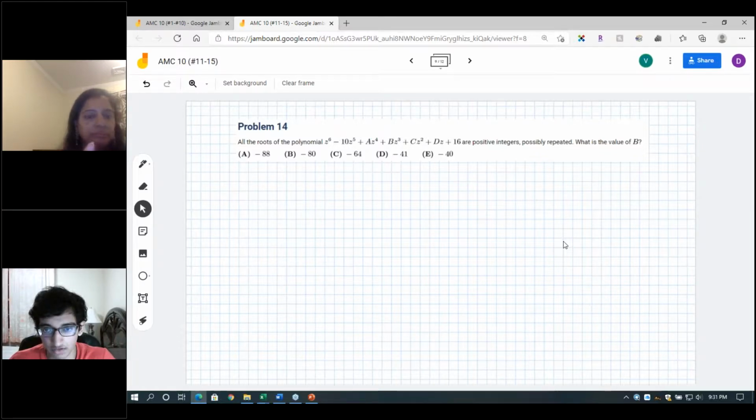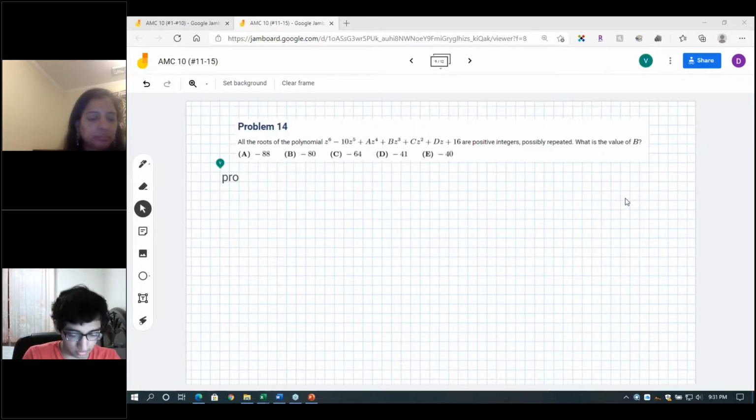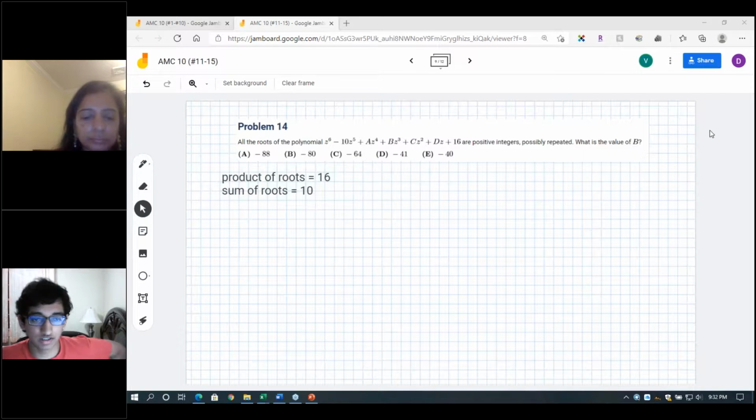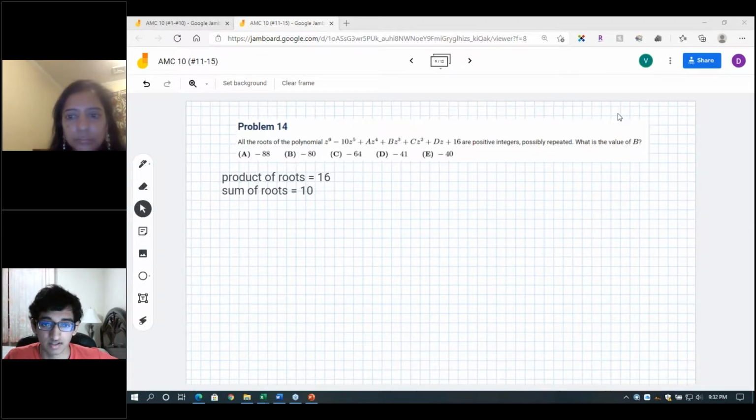So using Vieta's formulas tells you that the product of the roots is this last number. So the product of roots equals 16. And what Vieta's formula also tells you is that the sum of the roots is 10. I'm not going to go over the full Vieta's formulas, but the product of the roots, again, is just this constant. And the sum of the roots is negative this coefficient divided by this coefficient. This is 1, and this is negative 10. So negative 10 over 1 is 10.